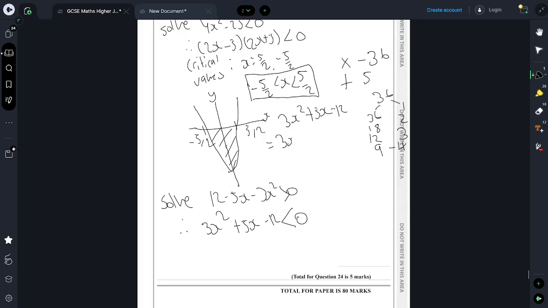So you do 3x squared plus 9x minus 4x minus 12. So we split the 5x into plus 9x minus 4x. This is what this method is doing. It's giving us the right way to split up the 5x so we can factorize it. Why that works, I'm not going to go into here, but that's the method behind it.